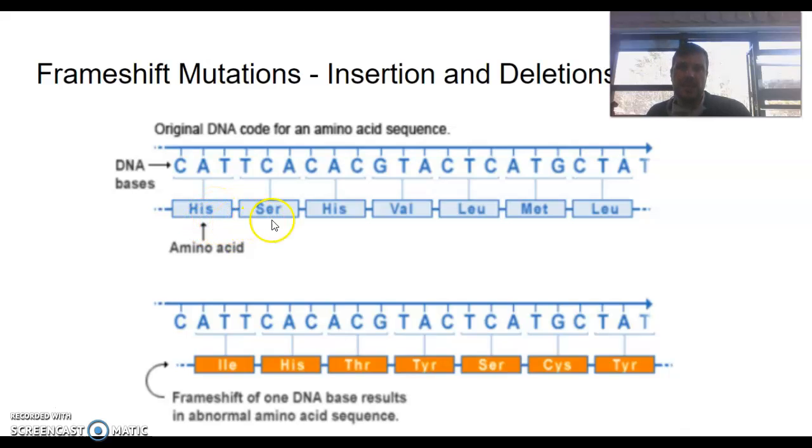So this is histidine, serine, histidine, valine, leucine, methionine, all the way down through. And what you end up seeing is that we've got that primary sequence of amino acids again. Well, if I was to get rid of this C right here, effectively they've done that and they've just shifted everything down. So if I delete this C, or if I added another C, that would be an insertion or a deletion, right? If I delete that C, I shift everything down, and you can see the primary sequence for this amino acid is completely different now.